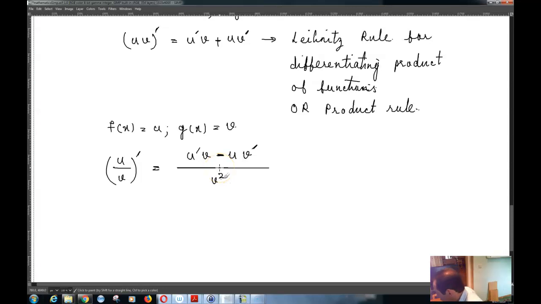Okay, so now let's derive the derivatives of some standard functions, and then we will be able to use these in finding the derivatives of other functions, because these tend to happen everywhere.